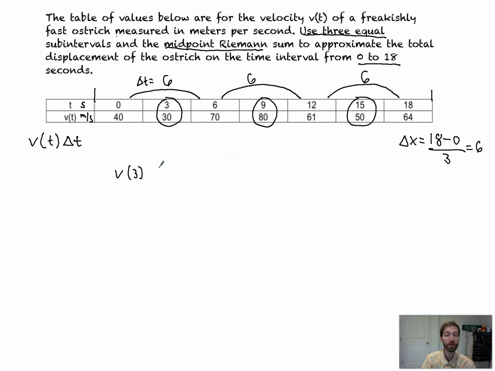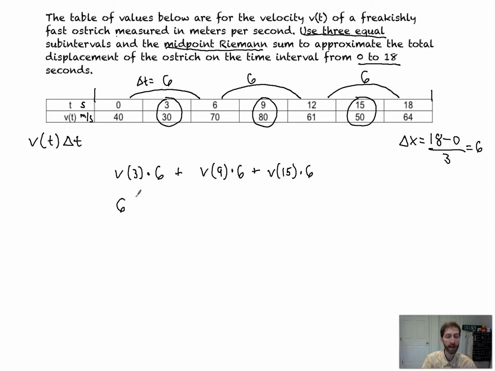So we've got v of 3. The width now is not 3 as it was in the previous problems. It would be a width of 6, plus v of 9, our midpoint, times a width of 6, plus v of 15, right in the middle right there, times 6. And that is going to give you an approximation. Now that's not numerical, so we'll have to go a little further.